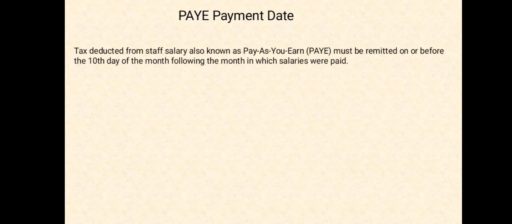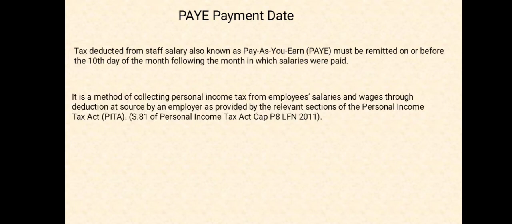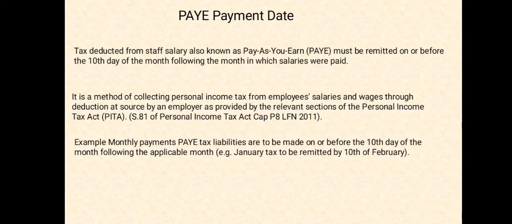PAYE payment date. Tax deducted from staff salary, also known as pay as you earn, PAYE, must be remitted on or before the 10th day of the month following the month in which salaries were paid. It is a method of collecting personal income tax from employees' salaries and wages through deduction at source by an employer as provided by the relevant sections of the Personal Income Tax Act, PITA. Section 81 of Personal Income Tax Act Cap P8 LFN 2011. Example of monthly payments: PAYE tax liabilities are to be made on or before the 10th day of the month following the applicable month. For example, January tax to be remitted by 10th of February.